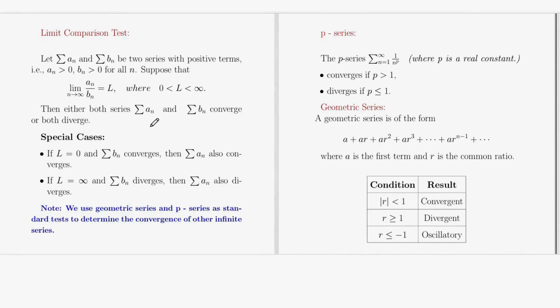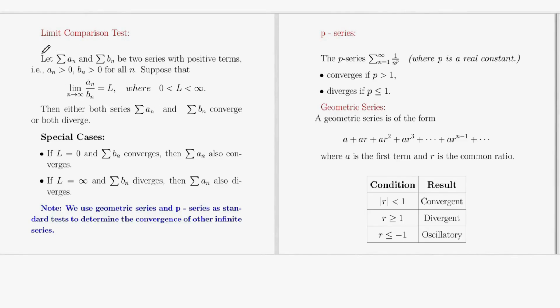It means if series AN is convergent, then BN is also convergent. If AN is divergent, then BN is also divergent. And vice versa: if BN is convergent, then AN is also convergent. If BN is divergent, then AN is also divergent. Okay.